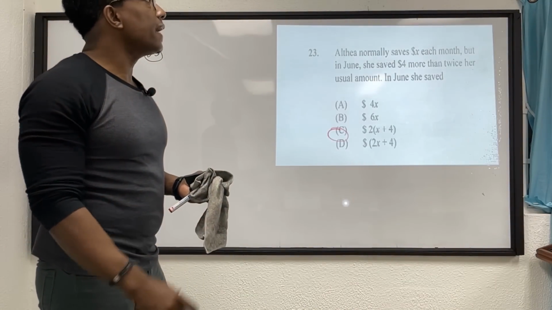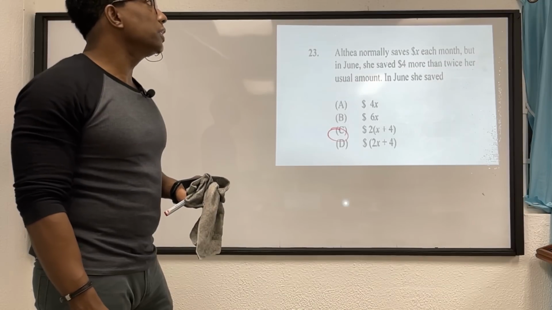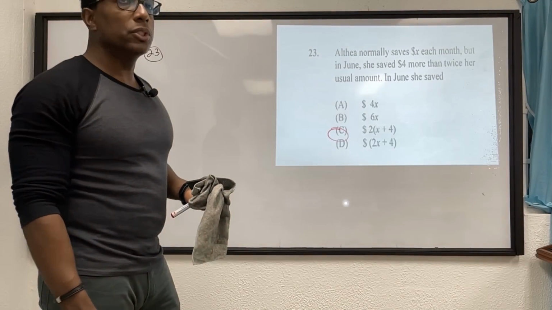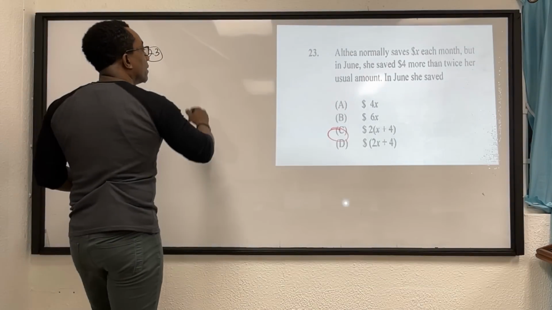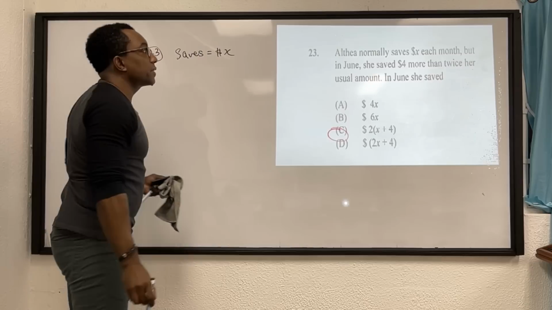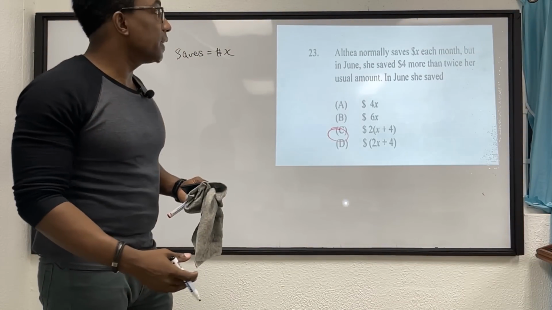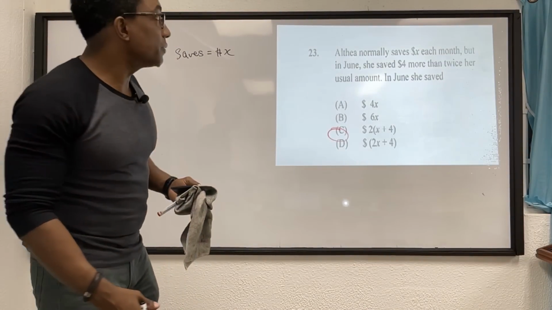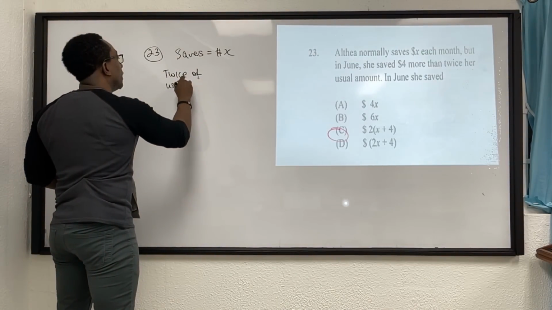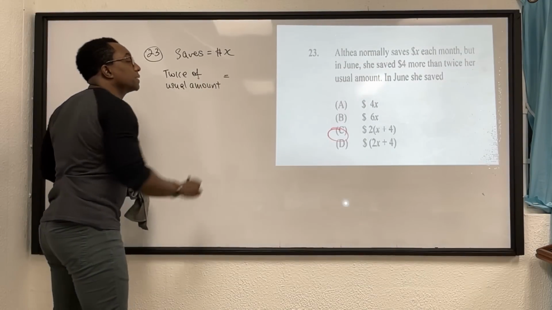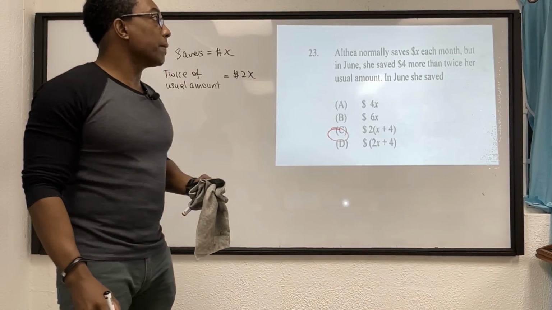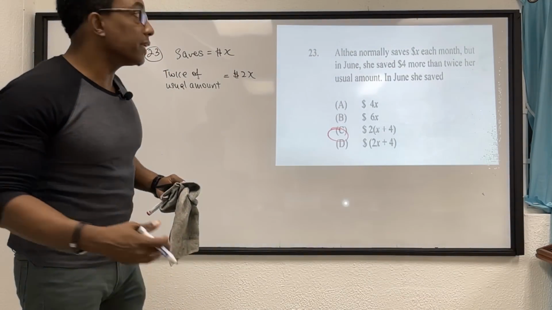Althea normally saves X dollars each month, but in June she saved $4 more than twice her usual amount. So twice her usual amount will be to multiply 2 by x. So that's 2x dollars. And remember, she saves $4 more than twice her amount.